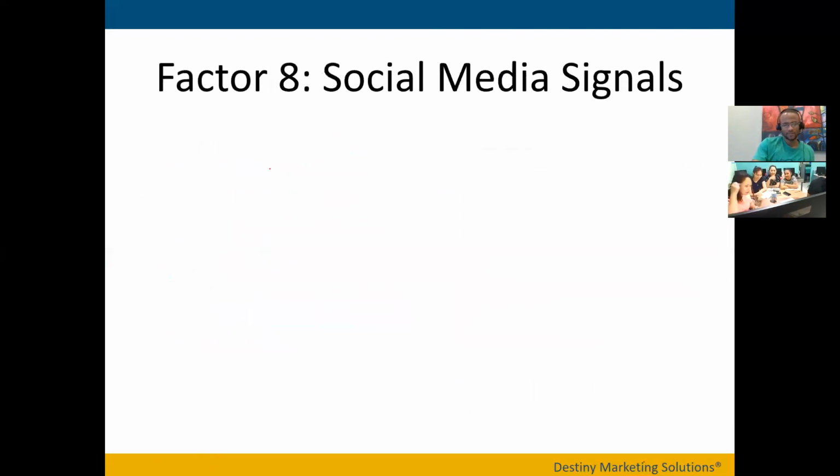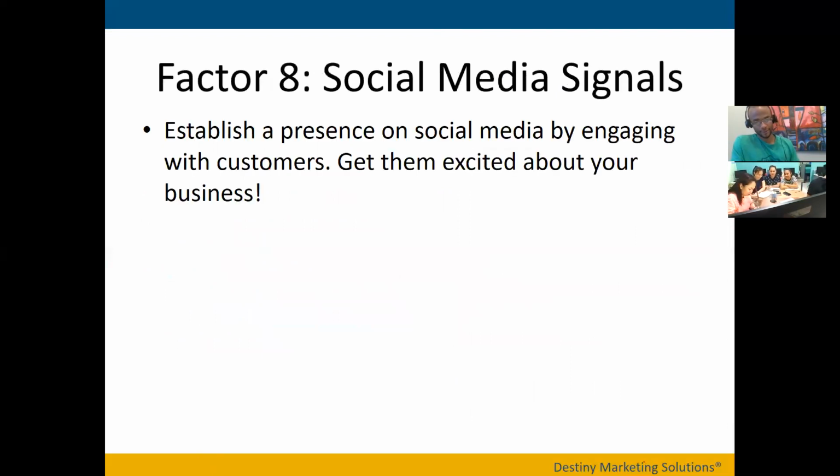So factor number 8. So this is the last factor. So social media signals. So you want to make sure that you establish a presence on social media for your company by engaging with your customers there. You want them to get excited about your business. So let's say, for Interrupt Media, a lot of your customers might be other companies where you're helping them with marketing and marketing automation and different marketing services.